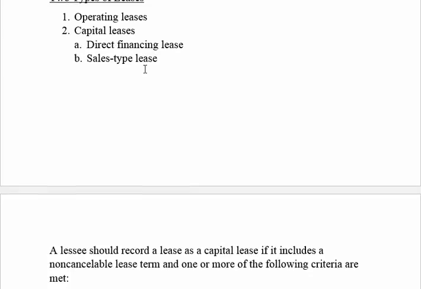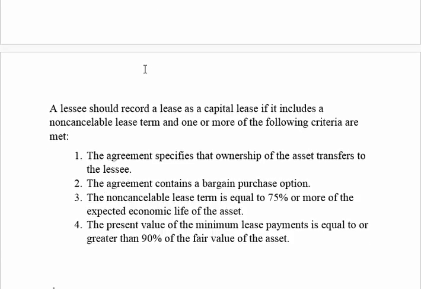Now, the lessee or the tenant should record a lease as a capital lease if it includes a non-cancelable lease term and one or more of the following criteria are met. Okay, so if the lease term can't be canceled, and one or more of these four criteria is met. The first one should be pretty obvious. The agreement specifies that ownership of the asset transfers to the lessee. Well, then it's obviously a sale and not a lease.